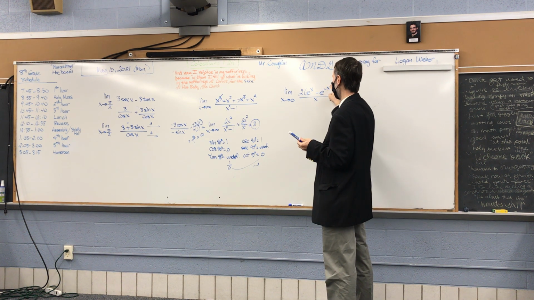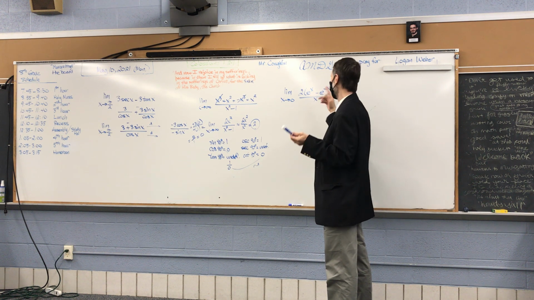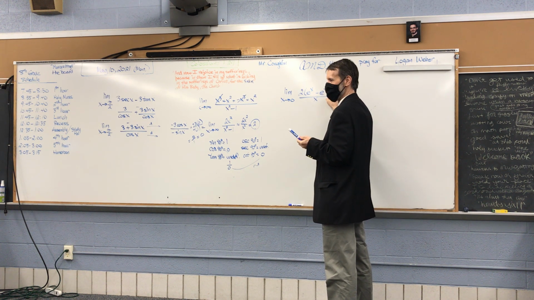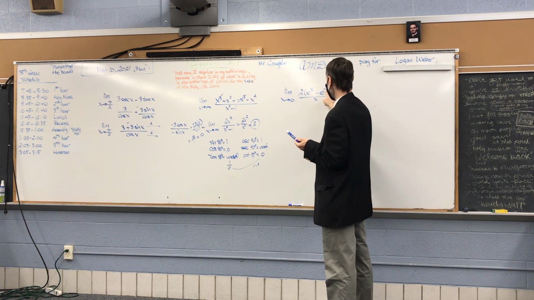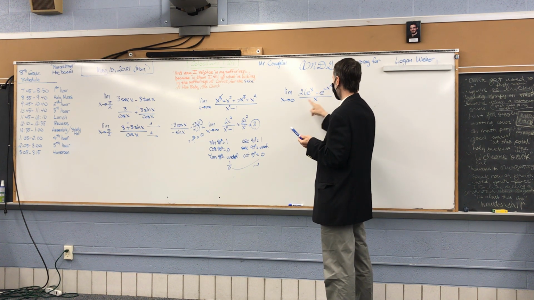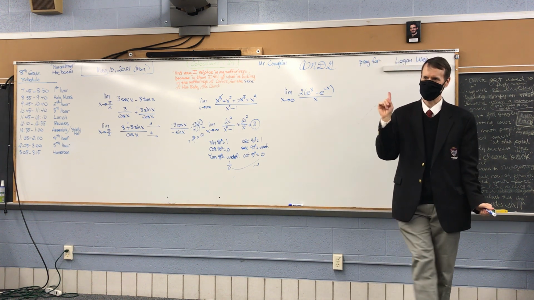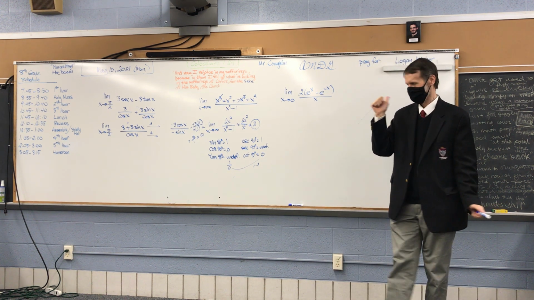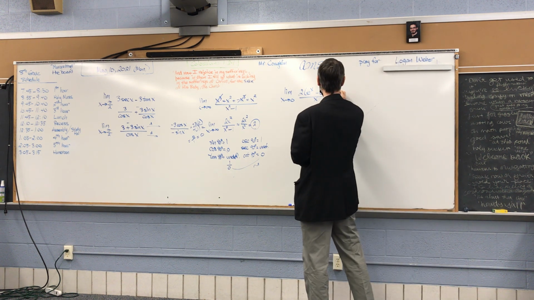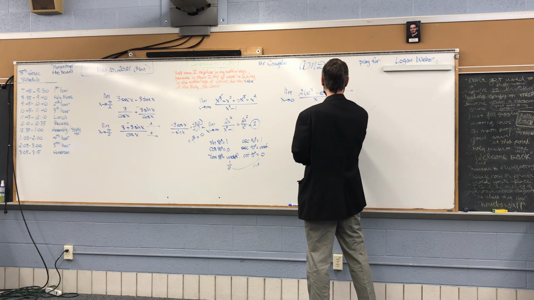What's negative 0? 0. So e to the 0 is again 1. So what's this answer? 1 minus 1 is 0. 2 times 0 is 0 over 0. So it's 0 over 0. What are we authorized to do? L'Hopital's. Let's do it. Take the derivative of the top, derivative of the bottom.